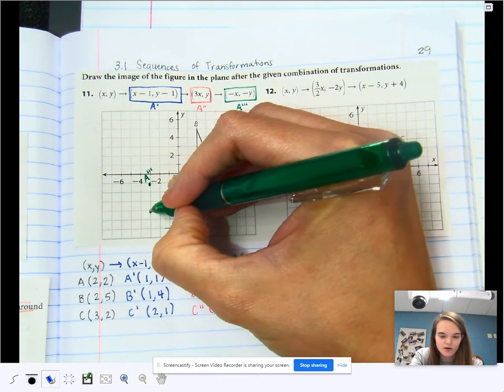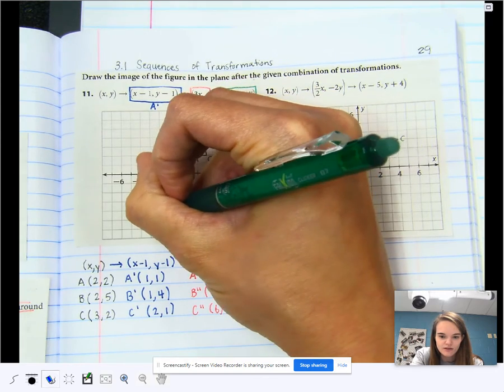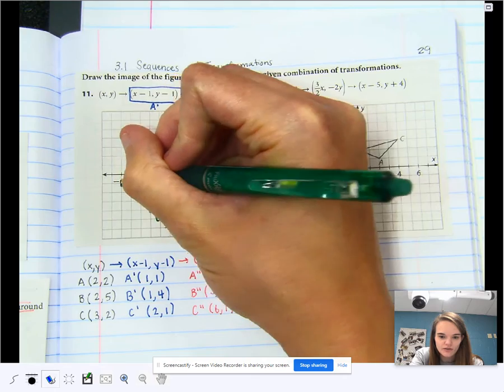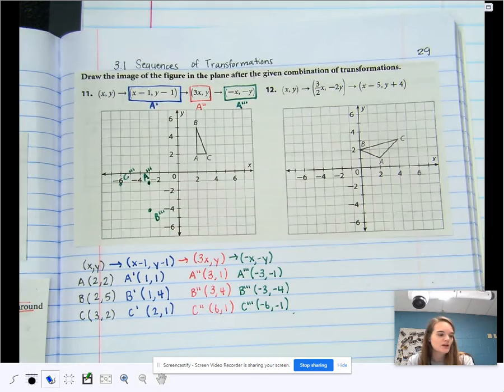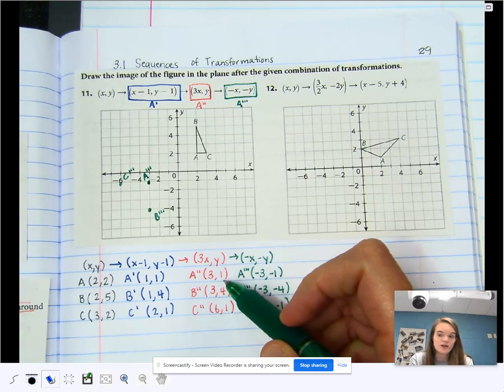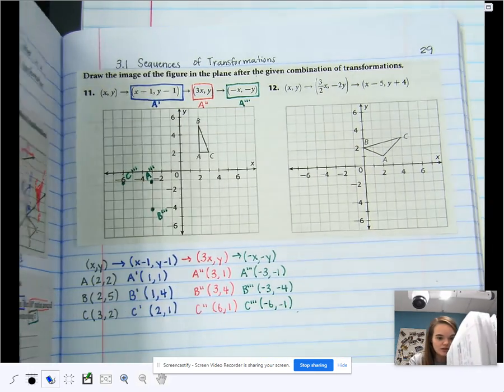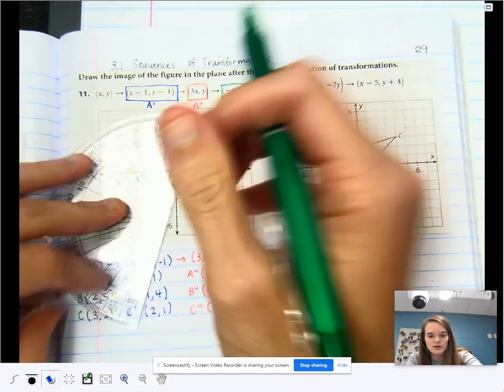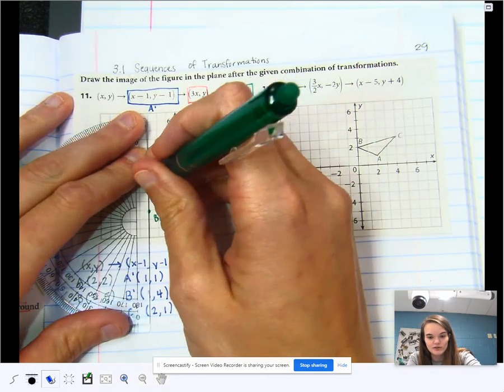-3, -4. B triple prime. -6, -1. C triple prime. Remember, I had this right here, which was a horizontal stretch, which means that now it is not the same size anymore. It's still a triangle, but it's not the same size.